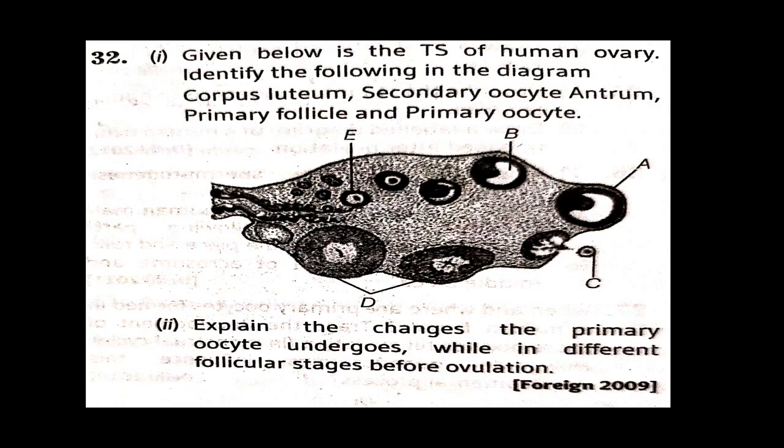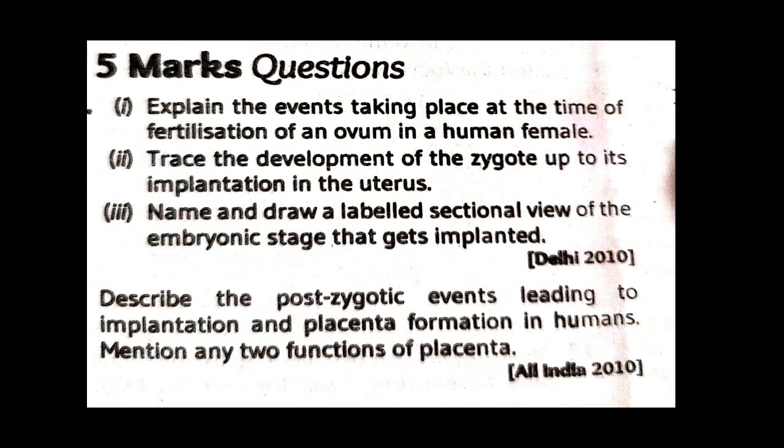Okay, now next, explain the events taking place at the time of fertilization of an ovum in the human female. Trace the development of the zygote up to its implantation in the uterus. Okay, so this is of 5 marks. Now, how will you write down the answer? So, first explain the events taking place at the time of fertilization of the ovum.